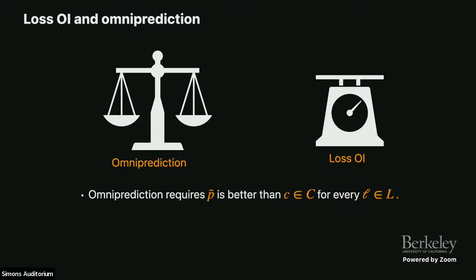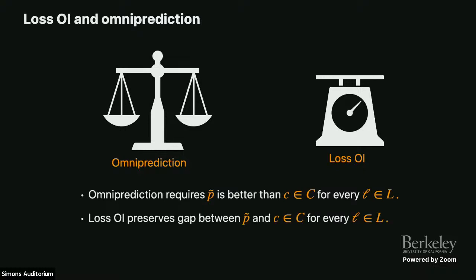So this is very natural if you're thinking about it from the point of view of indistinguishability, of course, but therefore it gives you an incomparable condition to omni-prediction. It's a stronger guarantee, but you also pay for it in the sense that you might need a stronger multi-group fairness notion in order to ensure it.